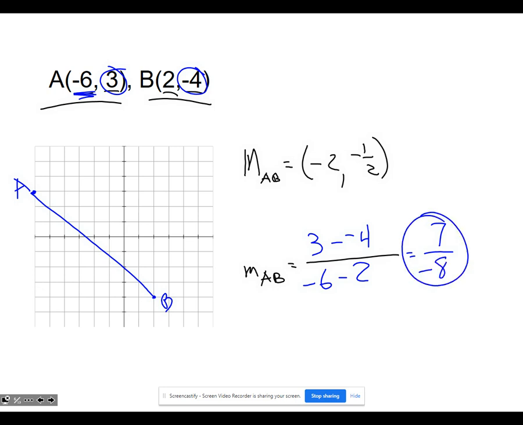The slope has to be -7/8, which does make sense because it's negative. It should be going downhill. 7/8 is very close to 1, all right? So I should have a slope of about -1, and I would say that was pretty good. You can write this as -7/8, or as 7/-8, or as -(7/8). All three of those say the same thing. You just got to make sure you only have one negative sign.